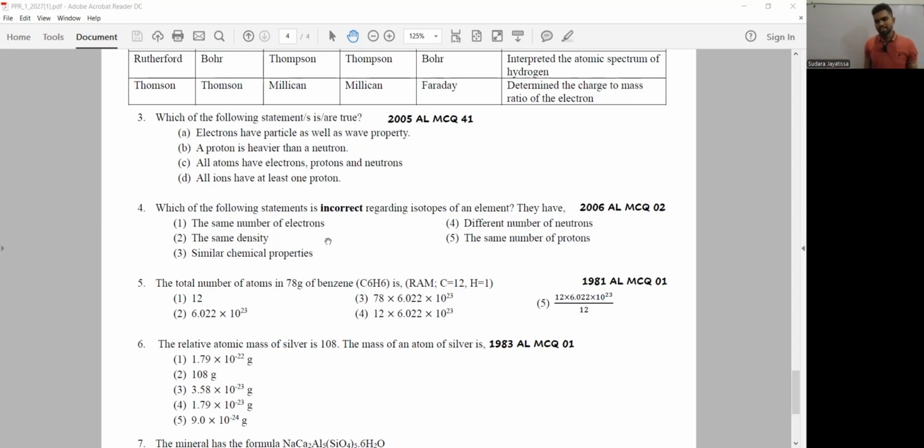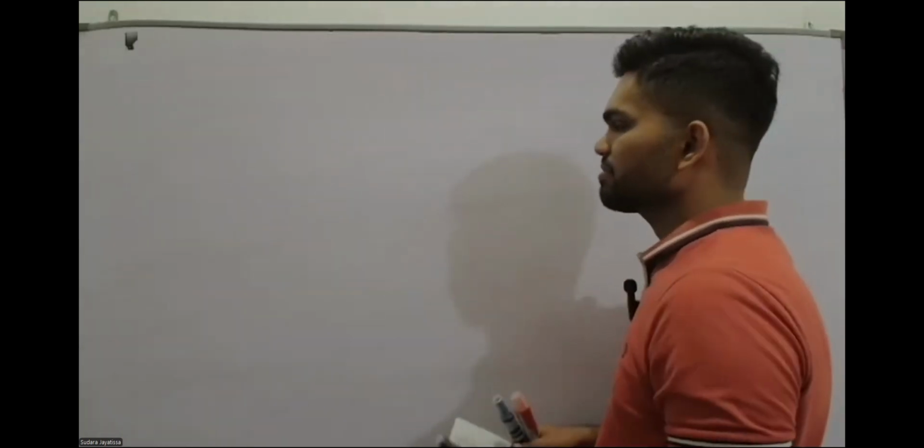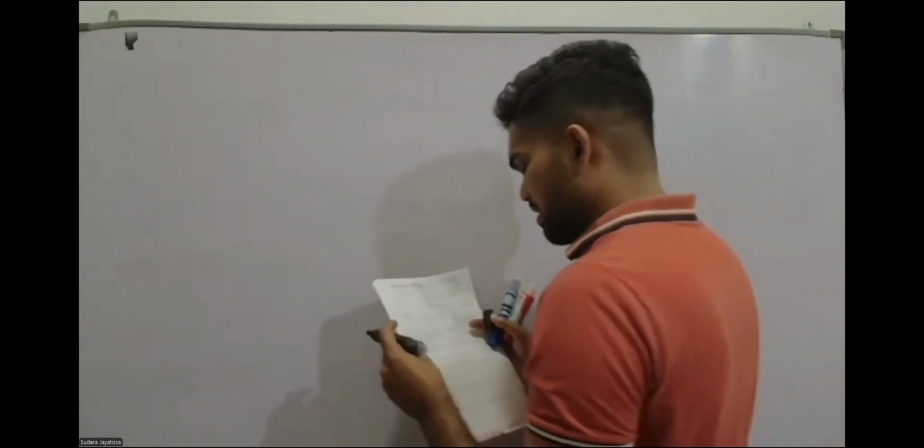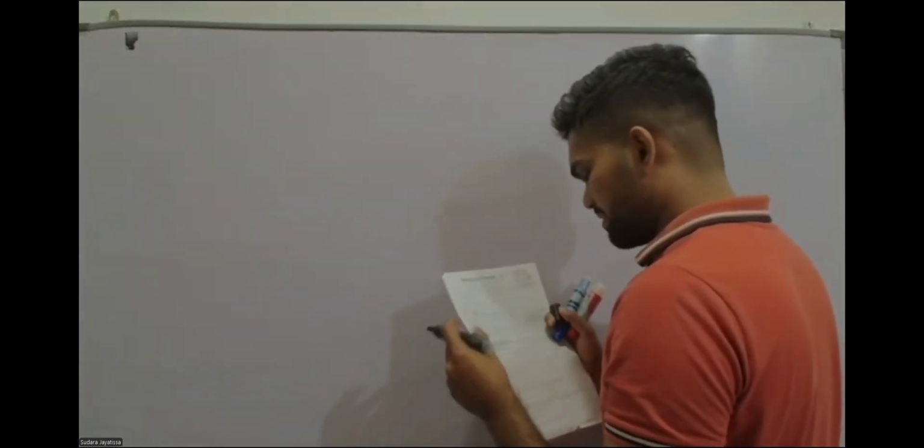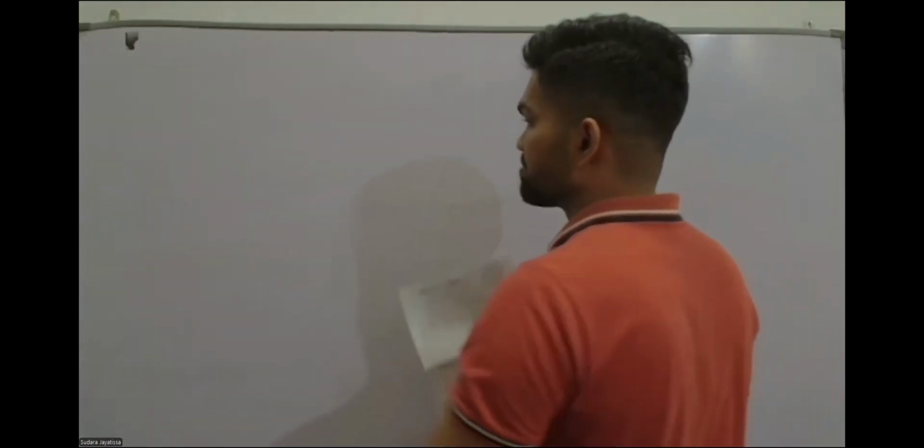Then look at the second one and third one. Same density and similar chemical properties, that thing. So answer is coming from there. So I'll be explaining that one in the board now quickly. Look at this. Okay. Right. Yeah. Isotopes.